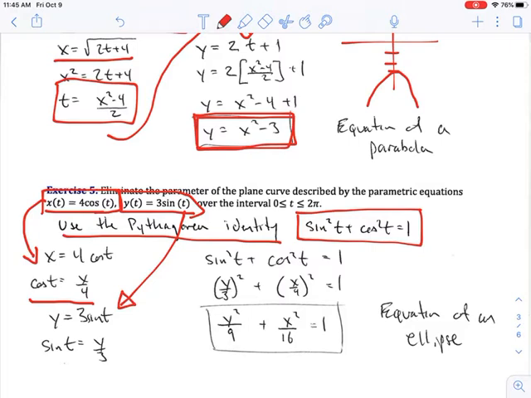Now we can go to the Pythagorean identity and substitute in sine of t and cosine of t. So the sine of t is y over 3, and we want to square that. Cosine of t is x over 4, and we want to square that. And when we do that, we end up with y squared over 9 plus x squared over 16 is equal to 1. And that is the equation of an ellipse. So it's much easier to see what we're working with once we eliminate the parameters and we put it in terms of just x and y.